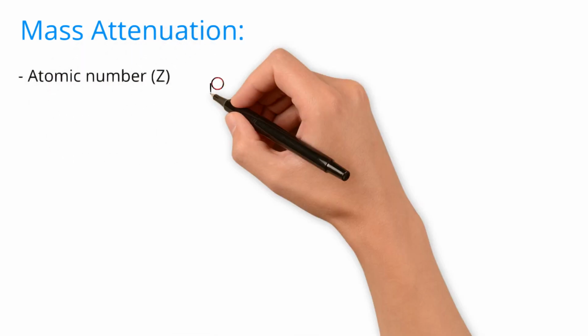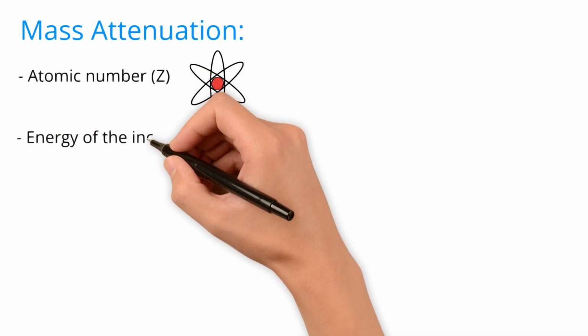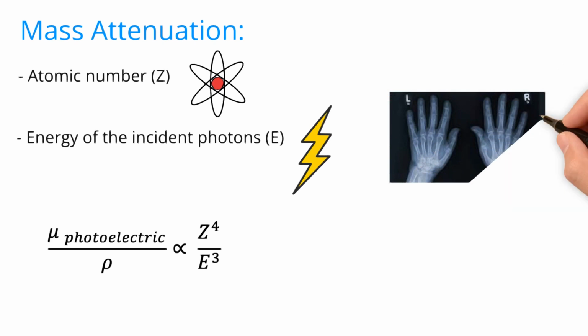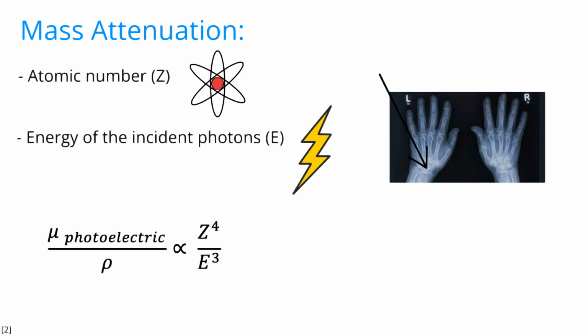The mass attenuation coefficient for photons involved in the photoelectric interaction varies. This is dependent on two main factors. Firstly, the atomic number of the atom at an interaction site, and secondly, the energy of the photons involved. The mass attenuation coefficient is approximately proportional to the atomic number to the fourth power, and inversely proportional to the energy of the photons to the third power. The attenuation's dependence on atomic number allows a strong contrast between bone and soft tissue on a detector. For example, bone has an average atomic number of 13, while tissue has one of around 5.